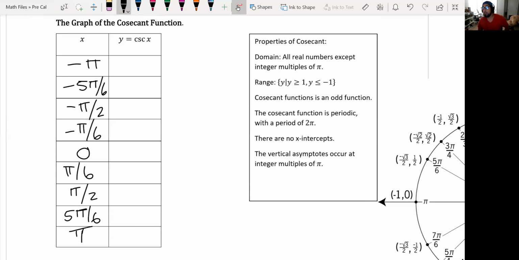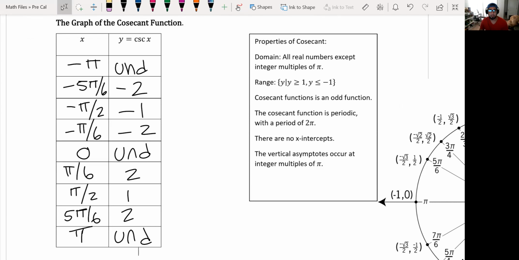Okay, so cosecant at pi is going to be undefined. Cosecant at negative 5 pi over 6 is going to be negative 2. And then cosecant at negative pi over 2 is going to be negative 1, and then negative 2, and then undefined. And then repeat the numbers, but now they're going to be positive. Cosecant at pi over 6, 2, 1, 2, undefined. Come on, laptop. Being real slow today.